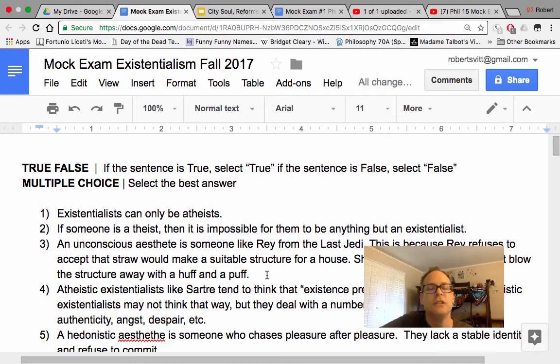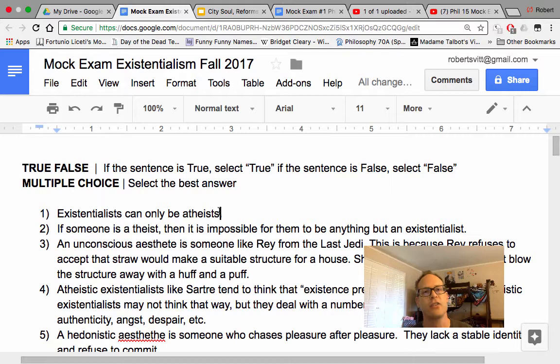Existentialists can only be atheists. Okay, is that true or false? Stop and ask yourself for a second. You should immediately recognize that that's false, right? Existentialists can be both atheists and theists, and we've studied atheistic thinkers and theistic thinkers under that rubric. So the first one is false.